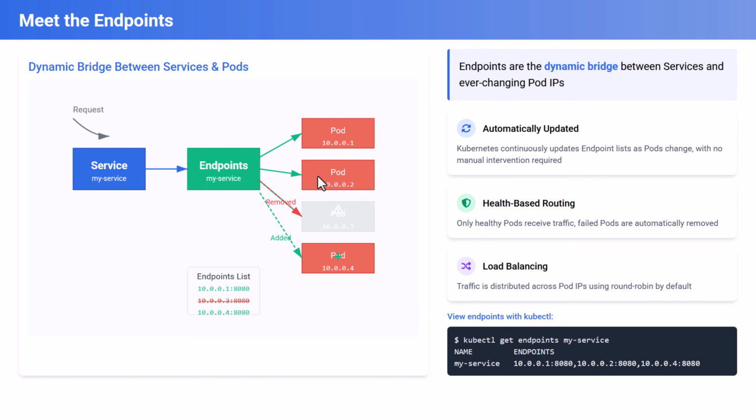You can see this flow in the diagram with the arrows going from service to endpoints and from endpoints to a pod. This ensures only healthy pods receive the traffic. Failed pods are automatically removed and new pods are added as soon as they are ready. You can view the live list of endpoints using the command kubectl get endpoints and the service name. This shows you exactly which pod IPs and ports the service is routing to. In short, endpoints are dynamically bridged between the stable services and ever-changing pods, keeping everything running smoothly without your intervention.